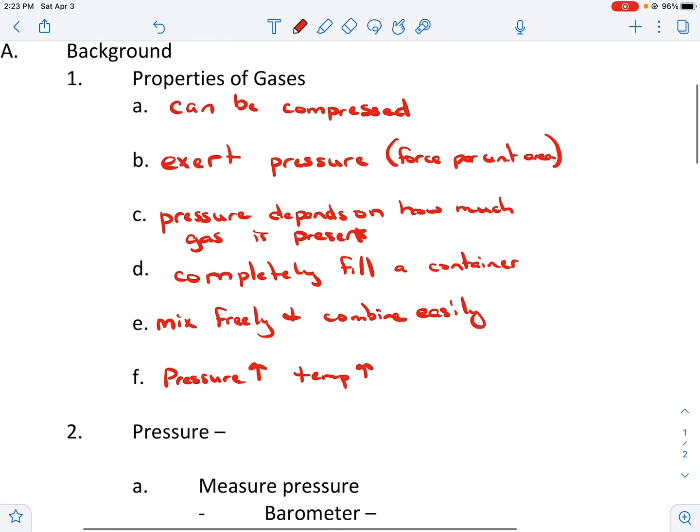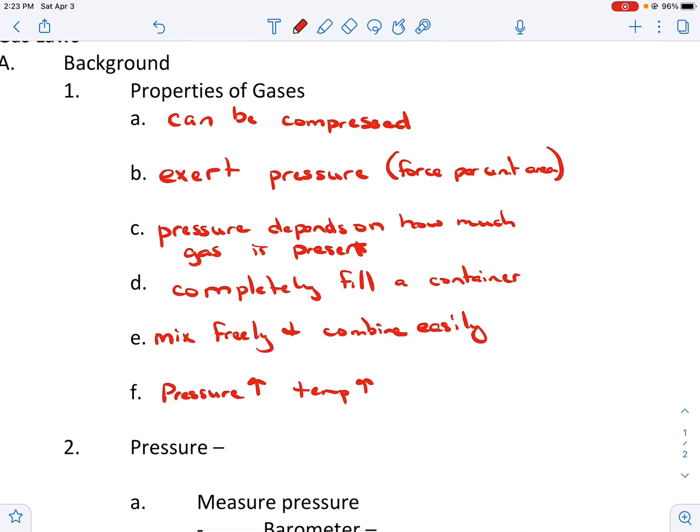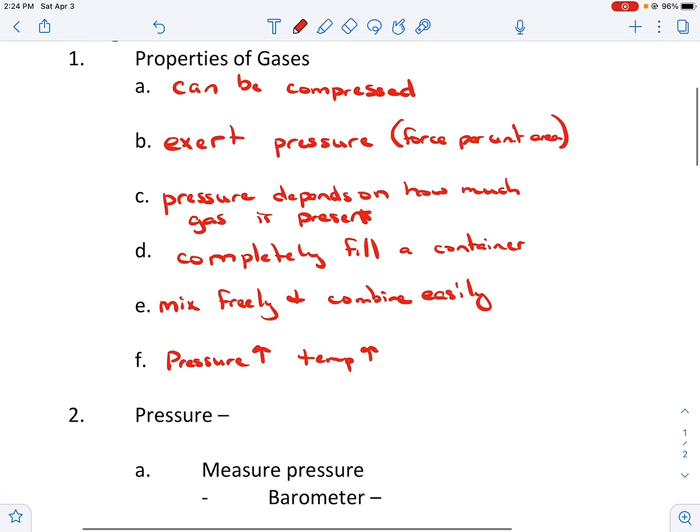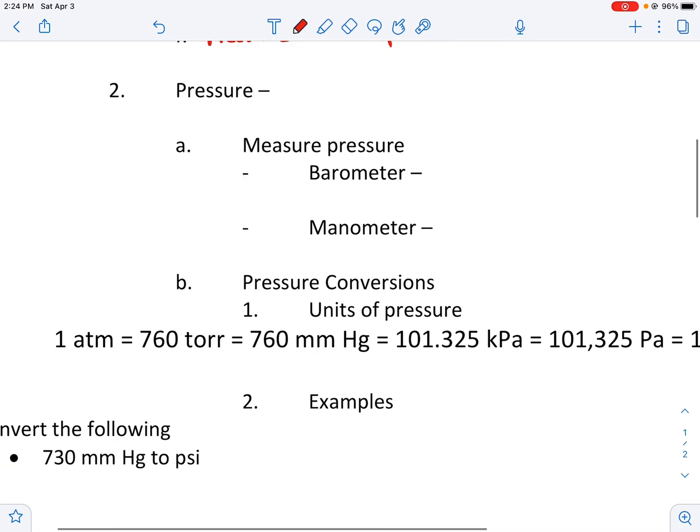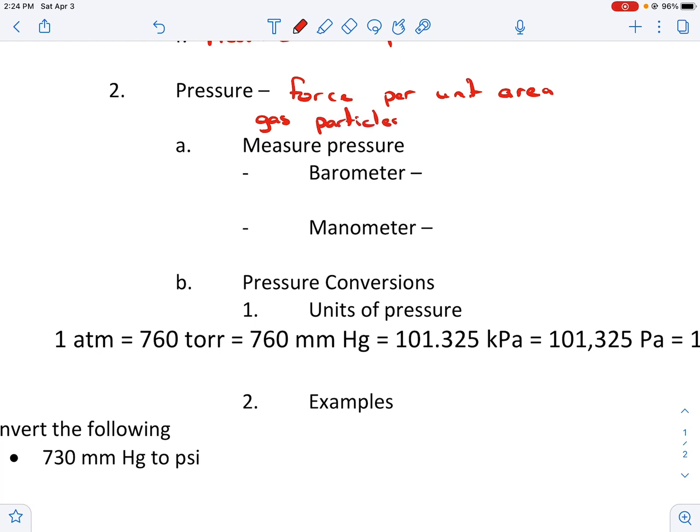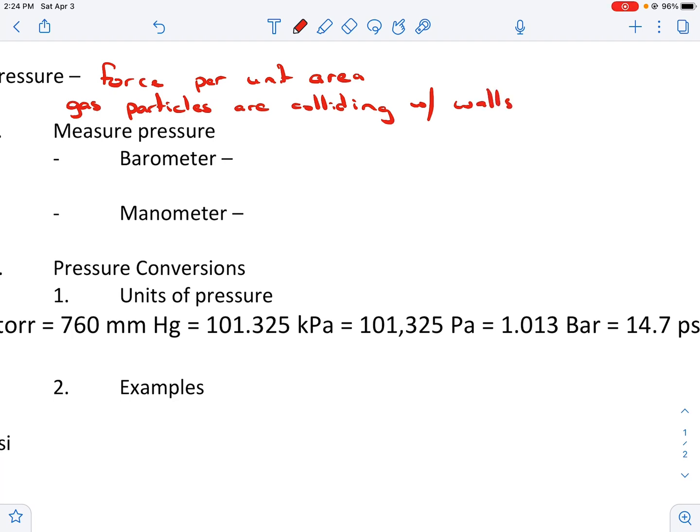Okay, so those are items or properties of gases that kind of set them apart from the other ones. Okay, so let's talk briefly about pressure. Pressure, as we said before, is force per unit area. And what's happening here is that the gas particles are colliding with the walls of the container. And that's actually where the pressure comes from.